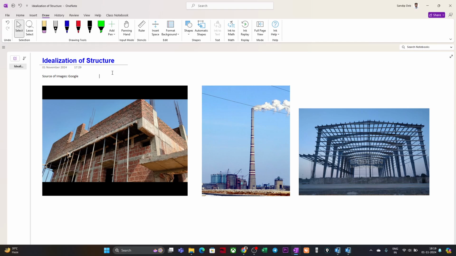Before jumping into the main topic, which is idealization of structure, let us understand a very simple idea of structure. What is structure actually? Let us give an example. Suppose I am sitting in my building, on the floor of my building, maybe the second floor or third floor. You are also watching this video at your home, or maybe at your office. So yes, there is a building, right?